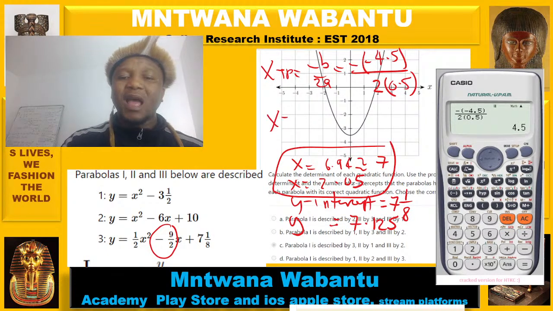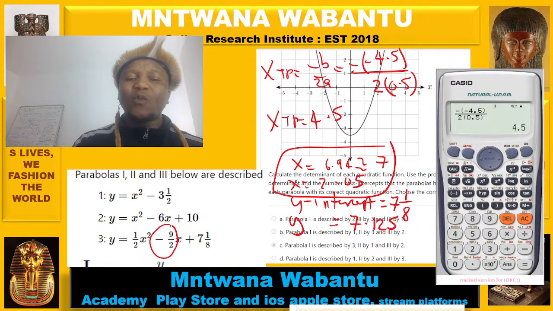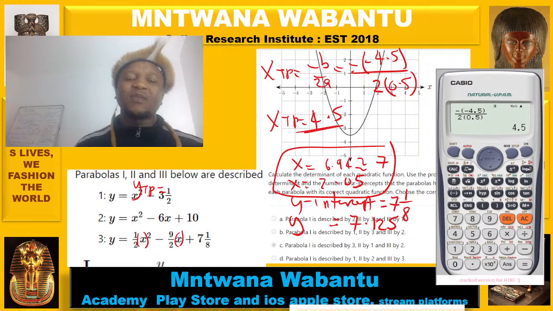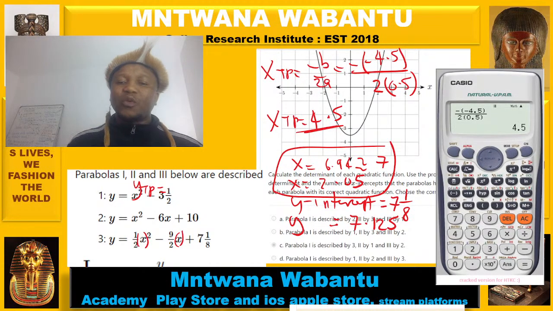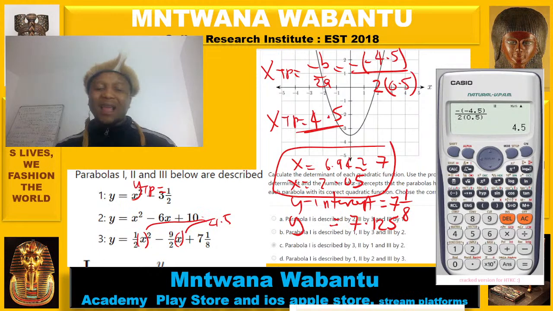X at turning point equal to 4.5. We want to get Y at turning point. So before I go to Y at turning point, you say it like this. Y at turning point equal to, you place the value of X, these X-intercept right here, you place this X with those value of 4.5. And then you say equal. So we know the value of X at turning point is 4.5, and then you plug in here and in there, and it's going to give Y at turning point.